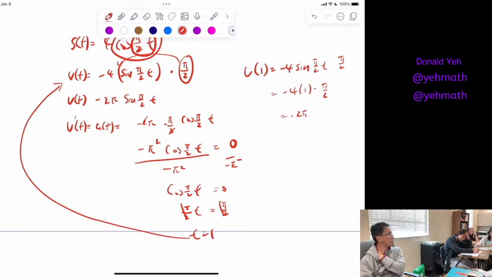Next question. I think particle motion is better than physics particle motion. It's very straightforward.